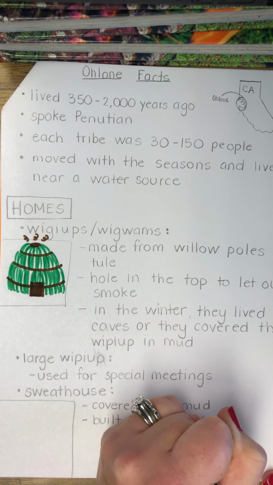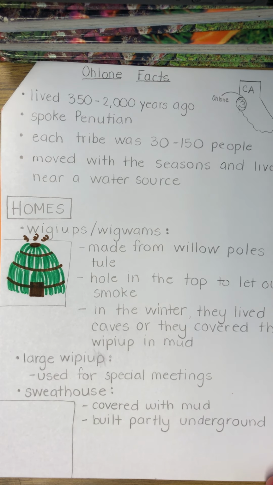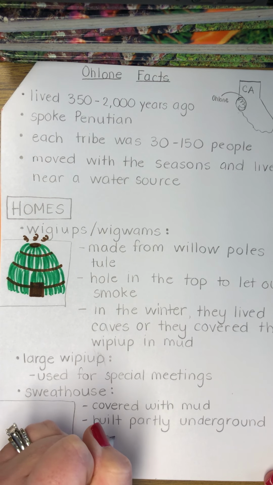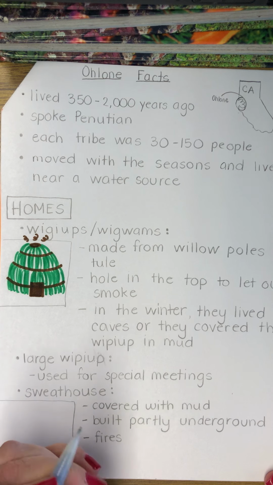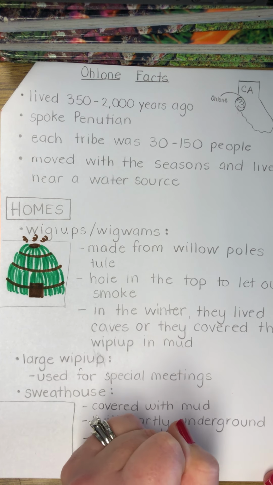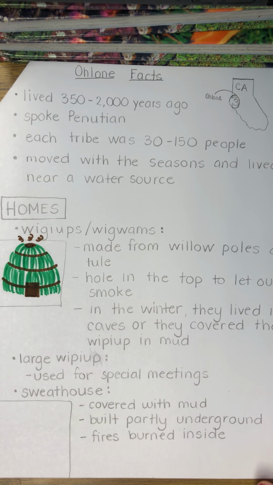Okay, so not a cave. A cave is rocks, right? But this was built partly underground, so they dug it down a bit. And they burned fires inside, hot fires. So big fires. Fires burned inside. All right. And they would make the sweat house really hot inside, and only men were allowed inside.